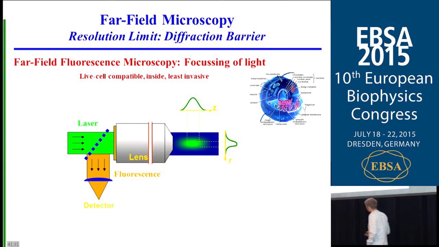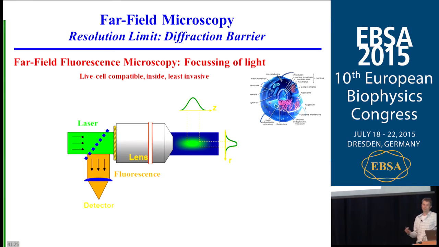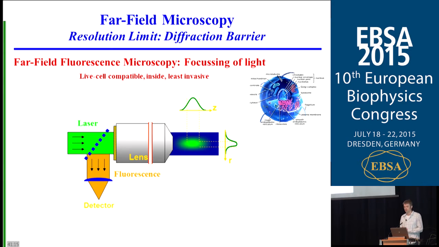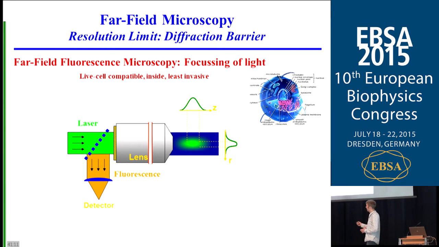Now, it's all about microscopy, optical microscopy, and one of the main driving forces here is to really be live cell compatible, least invasive, and also to be able to go inside the living cell. And for that we use far-field microscopy, or focusing of light. When we do focusing of light, we send a laser into a microscope objective lens, which produces this small spot size. And here we excite the fluorescence and we detect the fluorescence onto a detector.